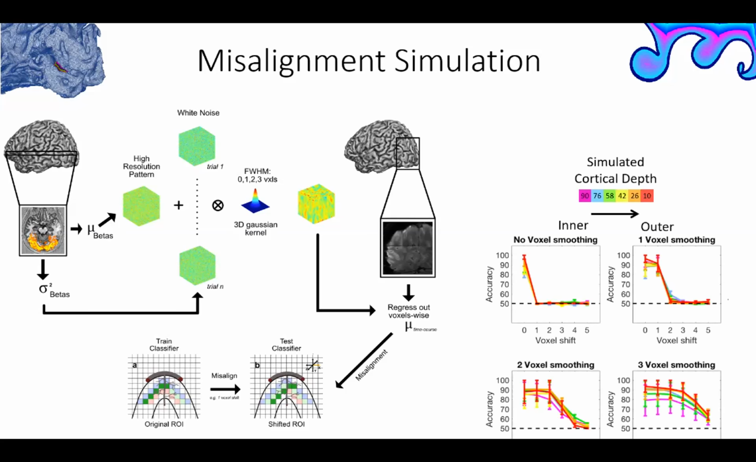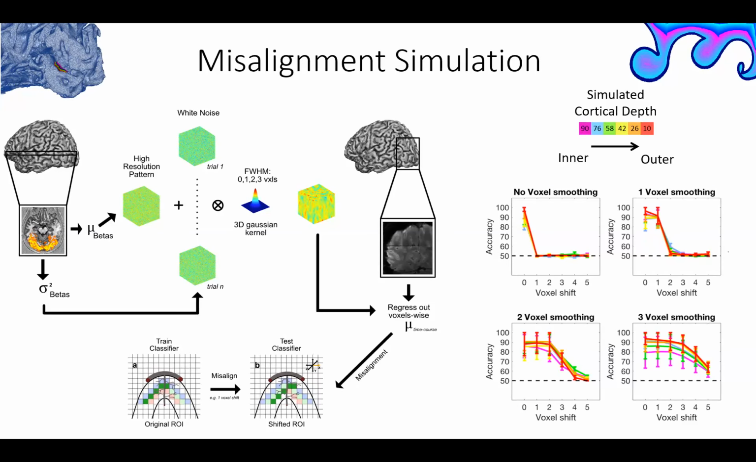And then we went on to perform our misalignment approach on this synthetic control dataset. What we observed is that without any smoothing, one voxel shift completely destroys the SVM decoding accuracy, returning it back to baseline. If you do one voxel smoothing, then you need one more shift, and so forth. 2 voxel needs 3 shift, 3 voxel needs 4 shift, and so forth. So this validation reassured us that what we were doing could be a viable option to determine the spatial precision of MVPA.